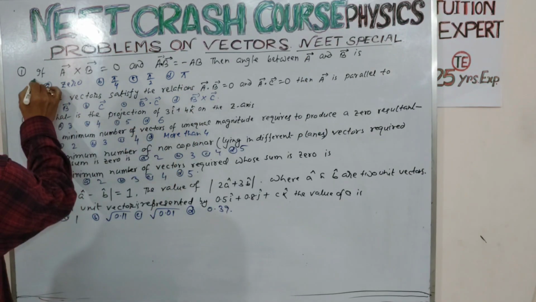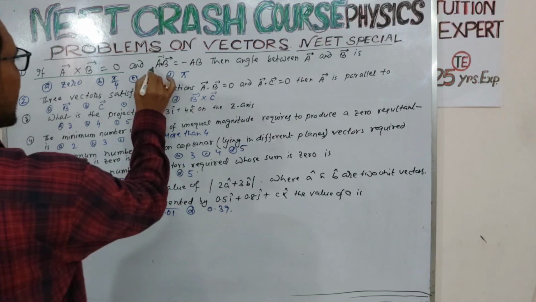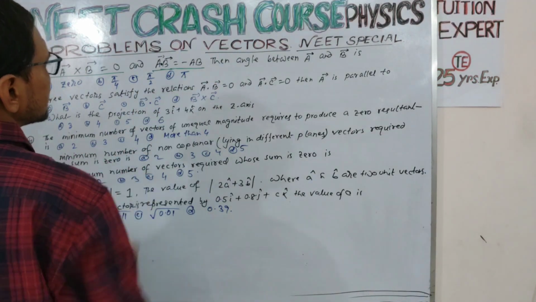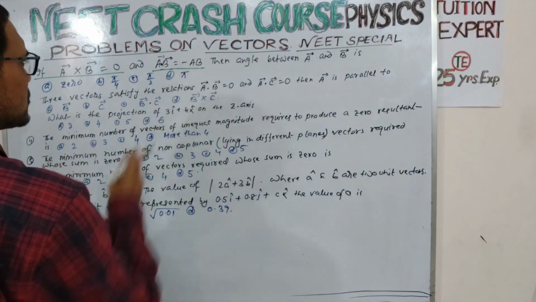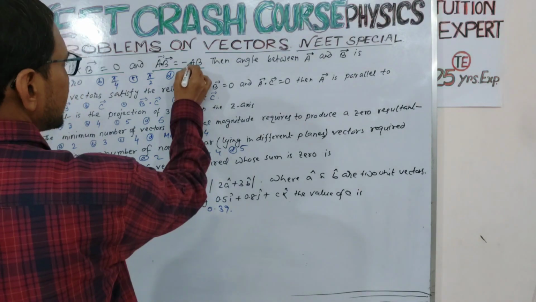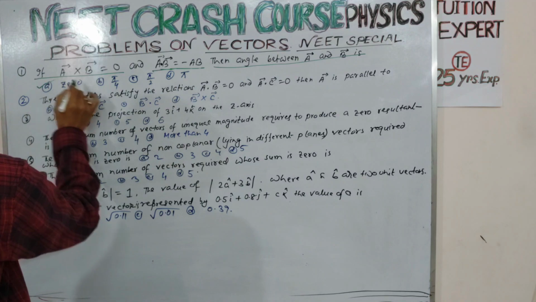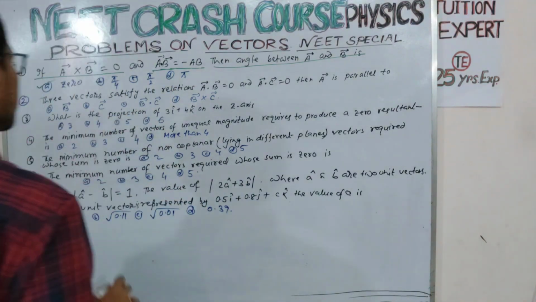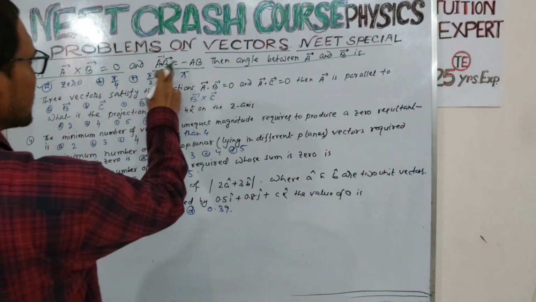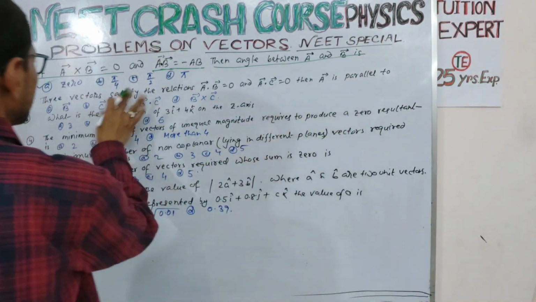The first problem: if a cross b equals 0 and a dot b equals minus ab, where a and b are the magnitudes of vectors a and b, then the angle between a and b is, four options are given. Which one is correct? A cross b equals 0 and a dot b equals minus ab. The angle between a and b is which one?